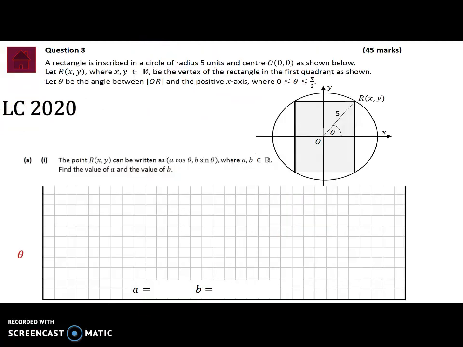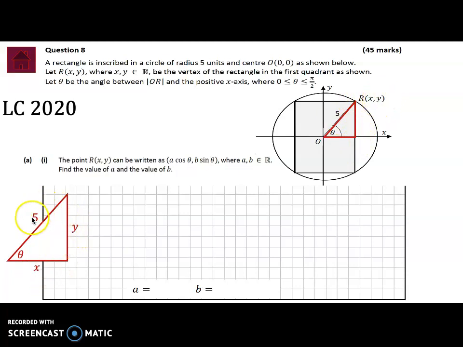Now let's start off with this one. At first glance a lot of students would be turned off by this, it looks quite complicated, but what are we actually looking for? We're looking for the coordinates of x, y in terms of theta. If we just take this triangle and draw it out separately, we know that the hypotenuse of this triangle is 5. If we can figure out what that distance is, that's our x value, and if we can figure out what that distance is, that's our y value. So we're trying to figure out what x and y are.